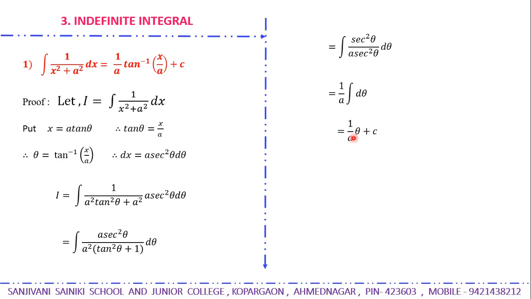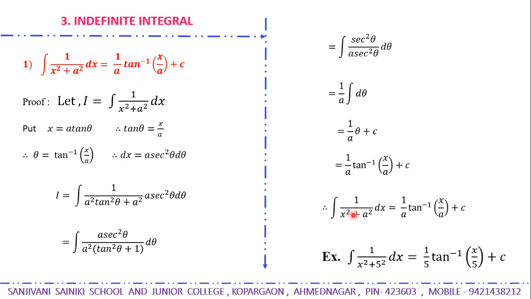Its integral is theta. But what is theta? Already we have found the value of theta. Theta is tan inverse of x by a. So the integral of the given function, integration 1 upon x square plus a square dx, is 1 upon a tan inverse of x by a plus c.